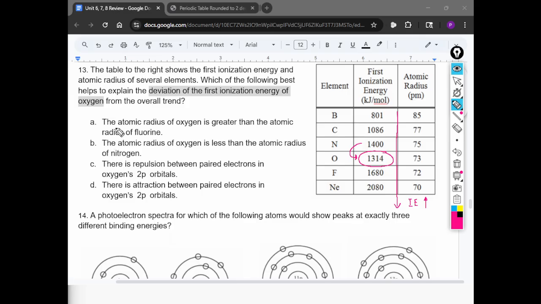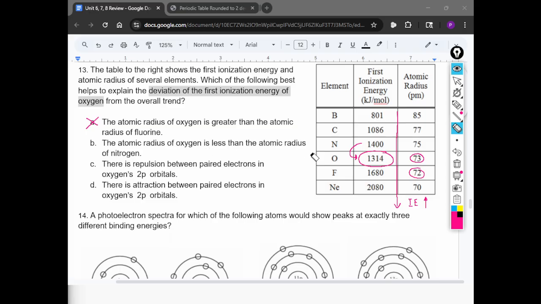If you look at A, it says the atomic radius of oxygen is greater than the atomic radius of fluorine. Okay, well, that is true, but that doesn't really have anything to do with our trend, right? The trend is comparing nitrogen and oxygen, not oxygen and fluorine. If we're looking at just oxygen and fluorine, the trend is continuing the way it should go. So this is not going to be a good answer because we're not even looking at the correct part of the chart. Okay, let's look at B.